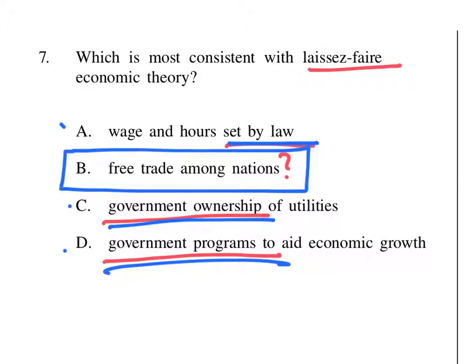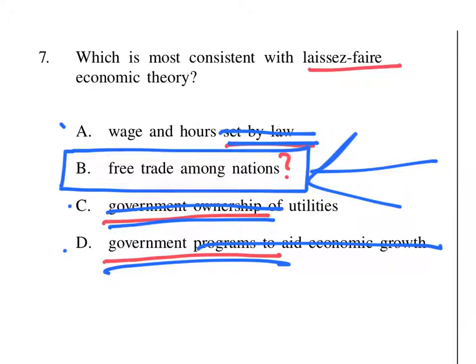This is the correct answer because we know that laissez-faire economics suggests that government should stay out and that people should be able to do whatever they want as it relates to economics. So no, nothing's set by law. There's no government ownership and no programs to aid economic growth. The answer is letter B.